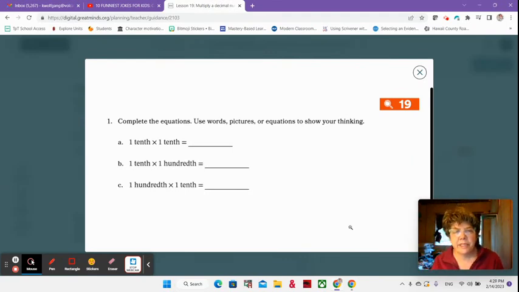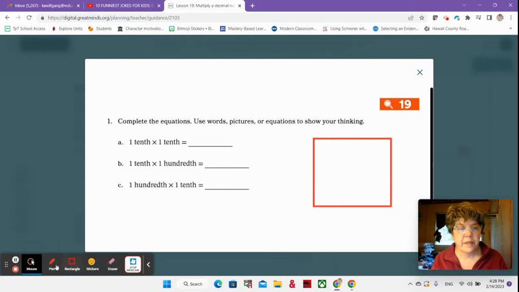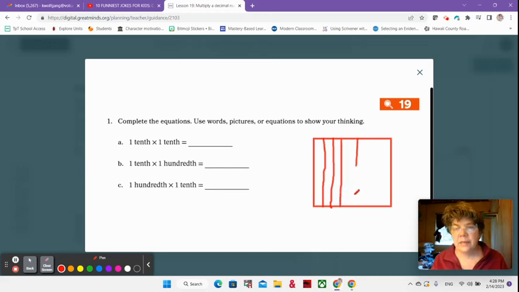And you see in front of you, complete the equations, use words, pictures, or equations to show your thinking. So 1/10 times 1/10 equals what? Could we think about it with an area model? Remember the area model that we had before? Let's think about that, where we had 10 parts. If we have 10 parts, then that would be 10 lines going this way. I don't know if I'm going to draw them all. Let's just pretend that's 10.